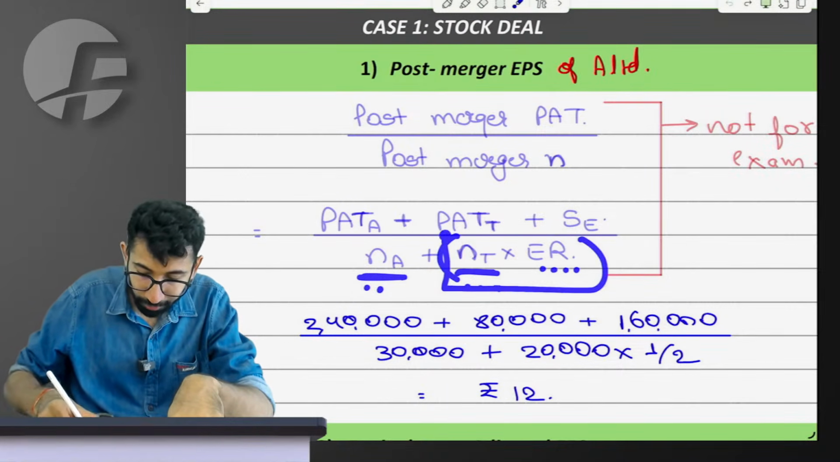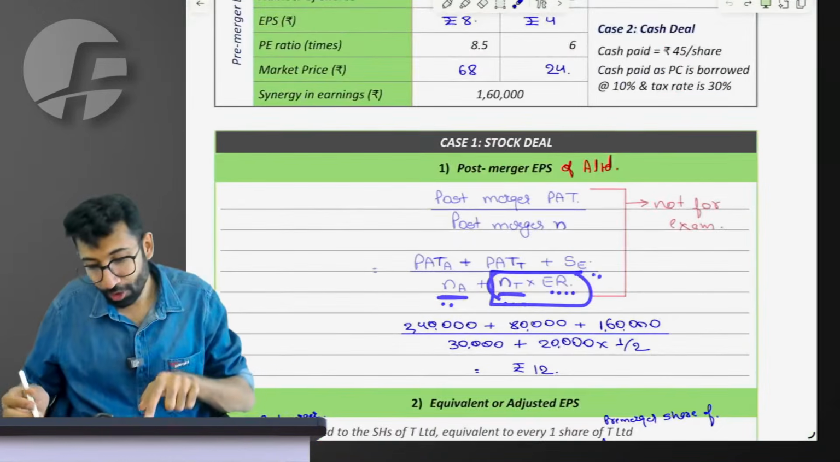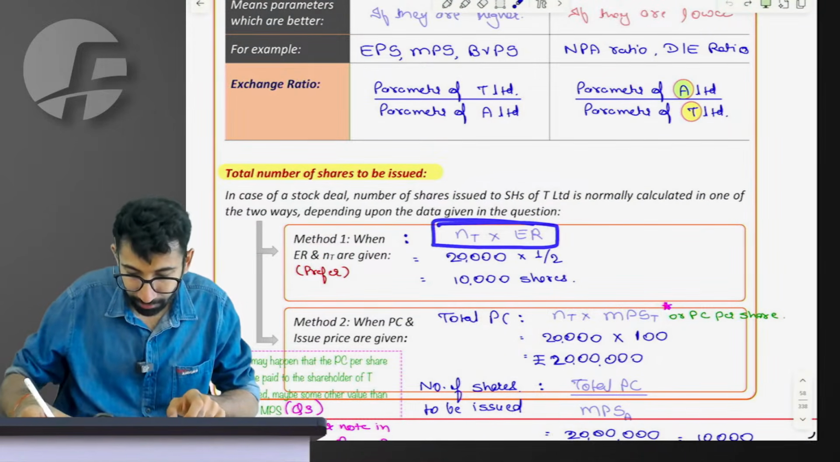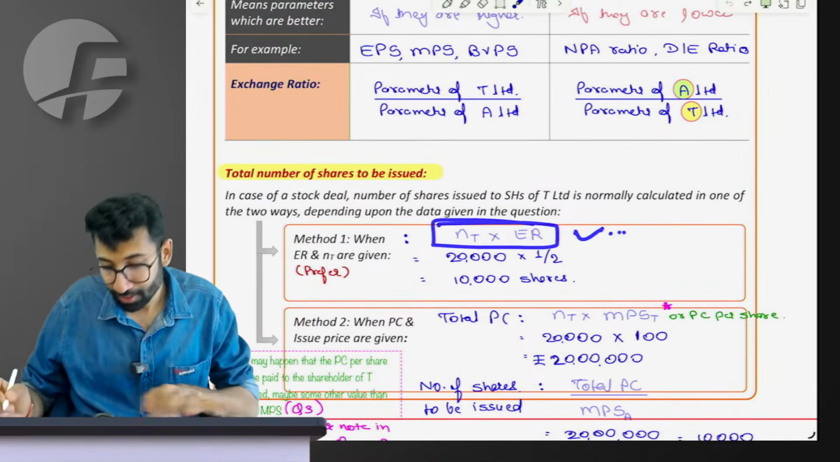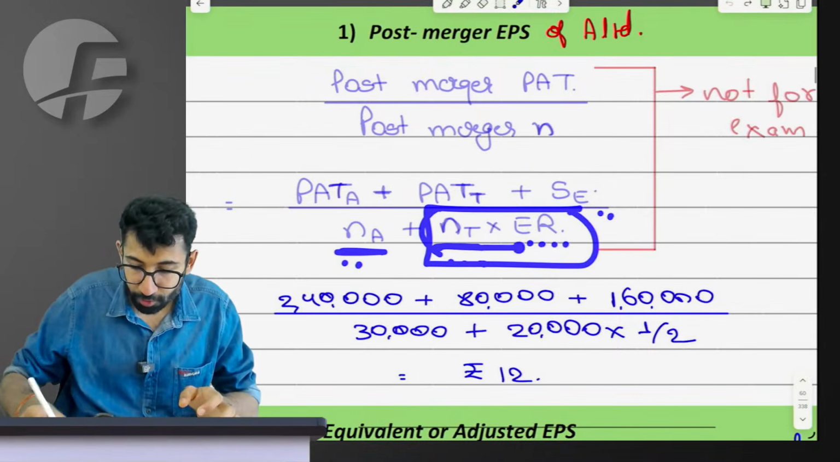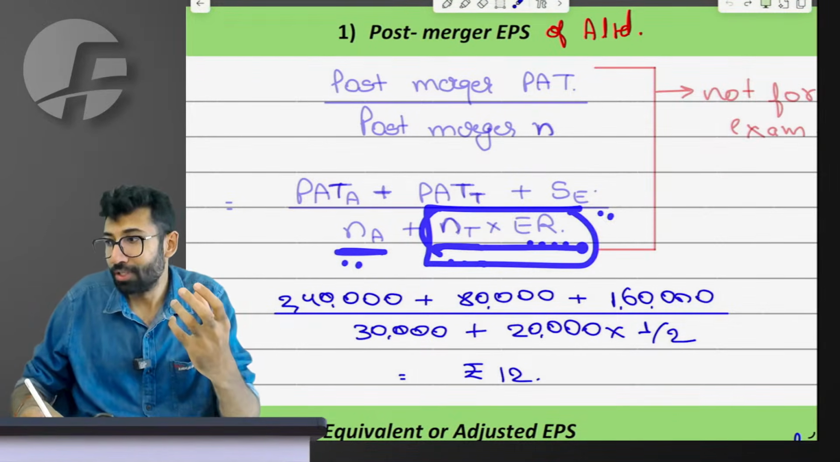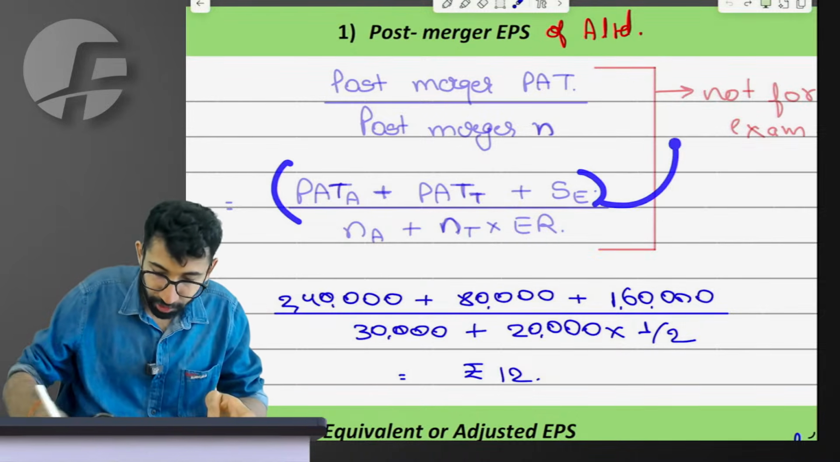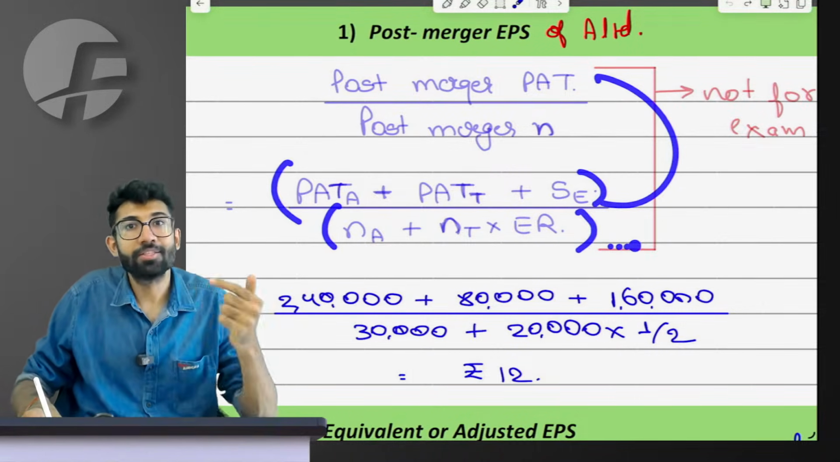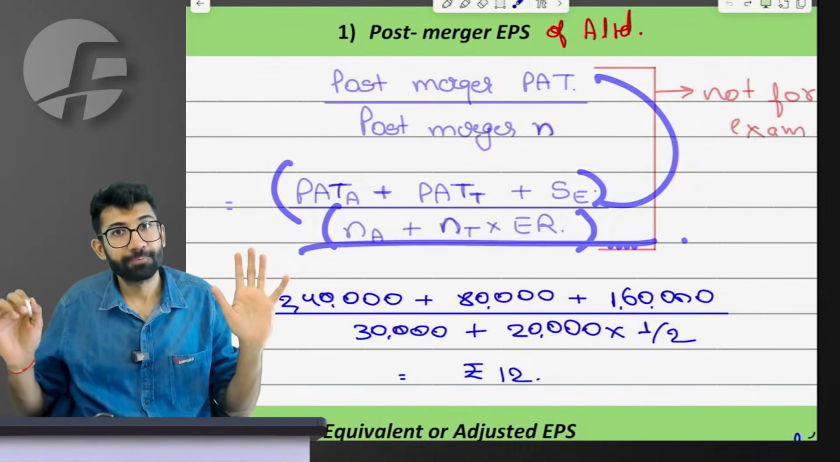So the total number of shares issued to you is number of shares of target into the exchange ratio, something that we learned here. Yes. So if you have 20,000 shares, and I give you the exchange ratio of 1 by 2, which means I will issue you 10,000 shares. So the numerator gives me the post-merger PAT, the denominator gives me the post-merger number of shares, and automatically this is going to give me post-merger EPS.